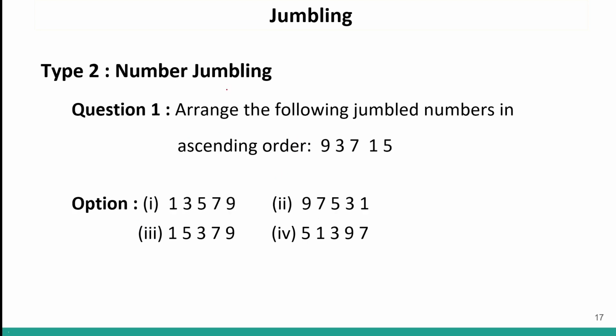Now, number jumbling. In number jumbling, we have two concepts. First is ascending order, which means increasing order.